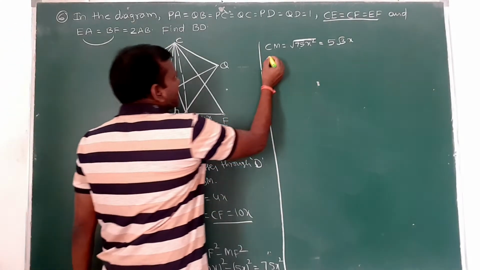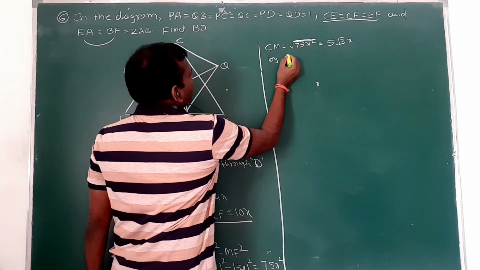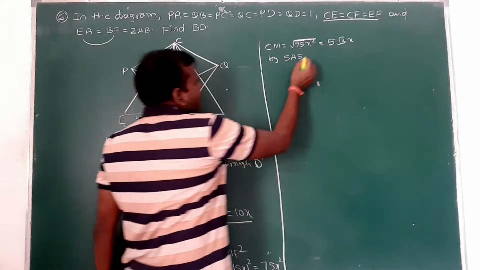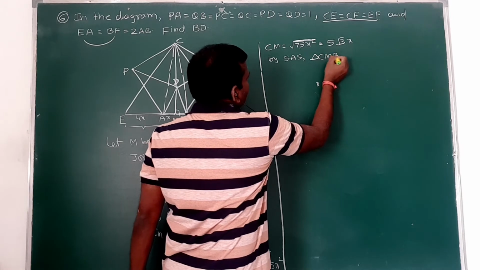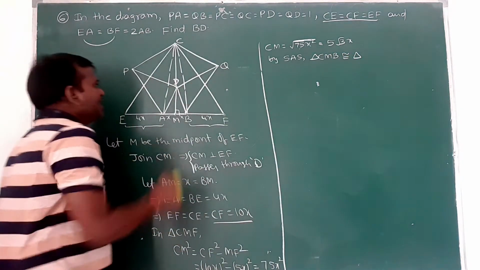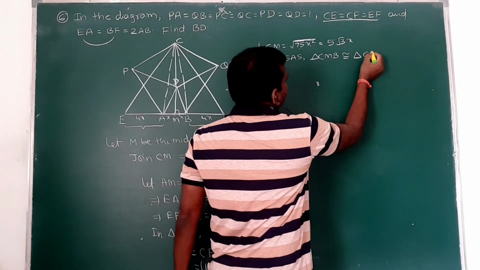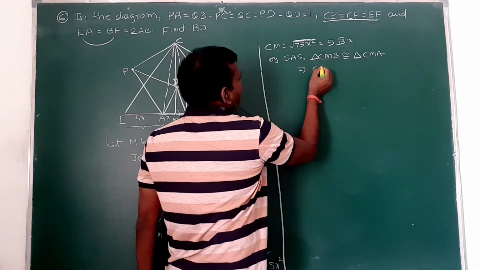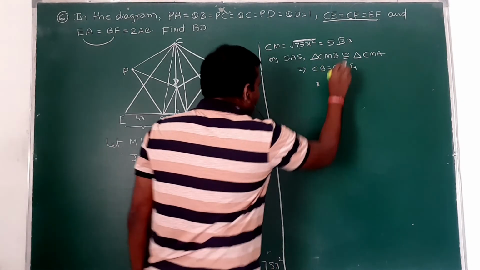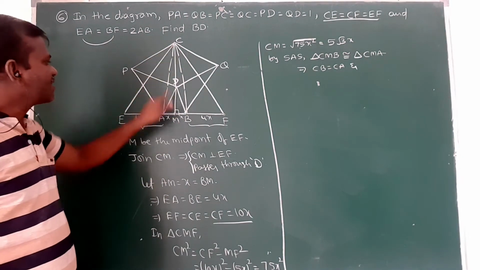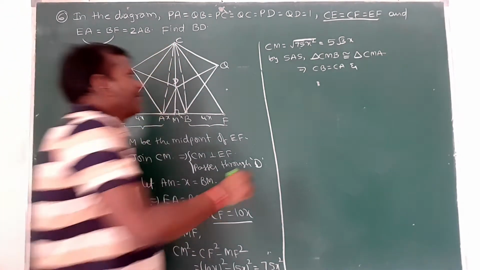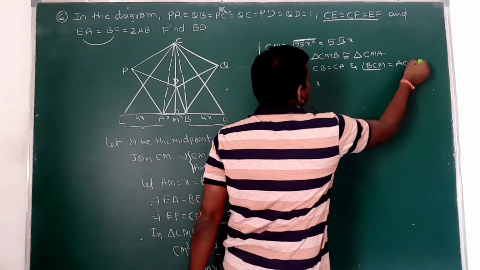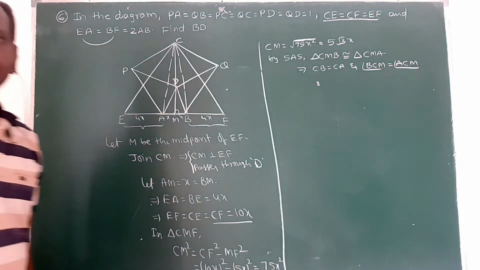So which property is it? By SAS property, triangle CMB is congruent to triangle CMA. That means two triangles are congruent here. That means CB length is equal to CA, and the angle between these two are also equal. That means angle BCM is equal to angle ACM. This is one observation.